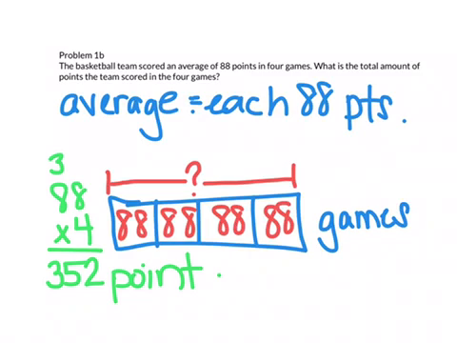And of course, I'd like you to write that in a full sentence. I'm not going to waste time doing that here, but you would want to say the total amount of points scored was 352, or the team scored a total of 352 points in the 4 games.